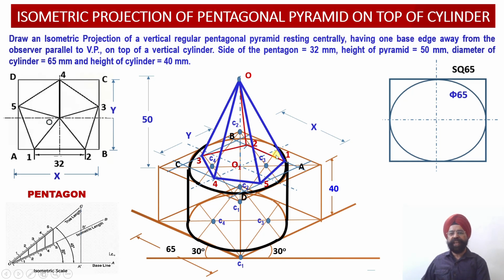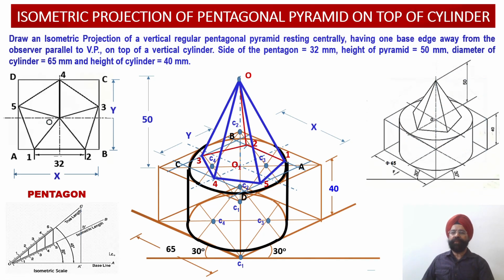We are going to satisfy 2 conditions over here. Condition number 1, that one of the edges has been located away from the observer, that is why it is drawn lighter. Second, this edge happens to be parallel to the vertical plane, right? So this is the complete construction of this combination solid that we have completed, right? So I'll just show you another way that how we could have located this.